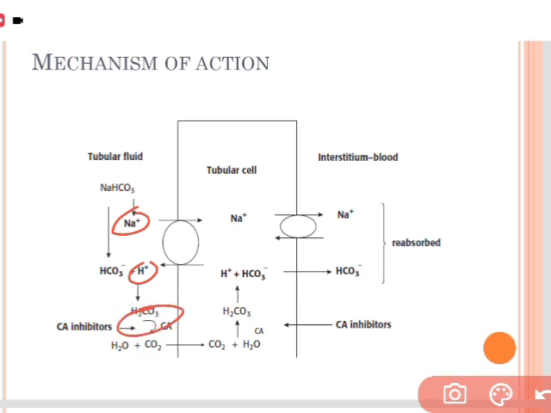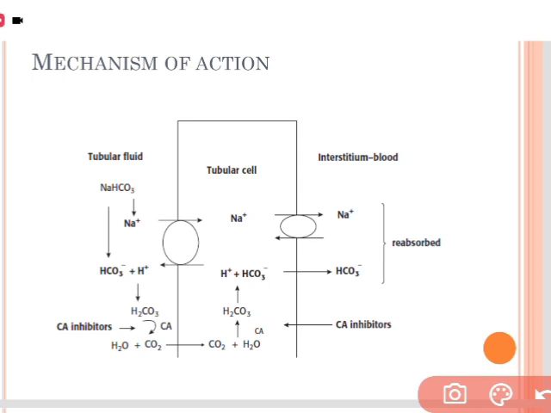The H2CO3 dissociates into CO2 and H2O with the help of carbonic anhydrase, which is present near the brush border cells of the renal tubule. Okay. So this is the normal physiology. This is what is occurring normally.